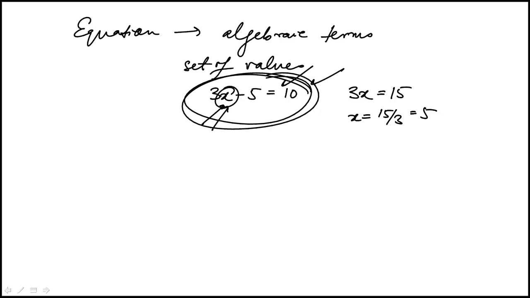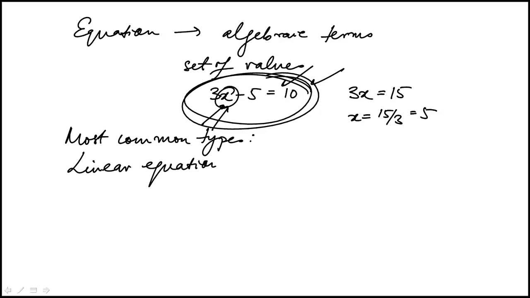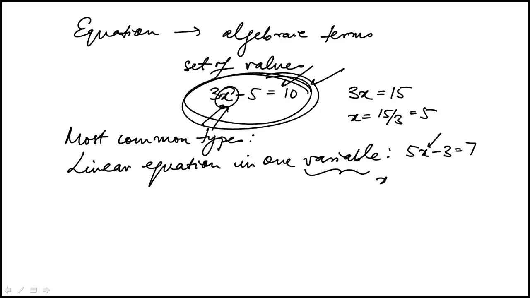So that's the meaning of equation. The most common types, I'm just going to list the common ones that appear on the GRE. The first one is the linear equation. It's called linear equation in one variable, and that's the example that I just used. A variable referring to the unknown. So 5x minus 3 equal to 7. And linear means there's just one power of x. So it's x to the 1, or just x.